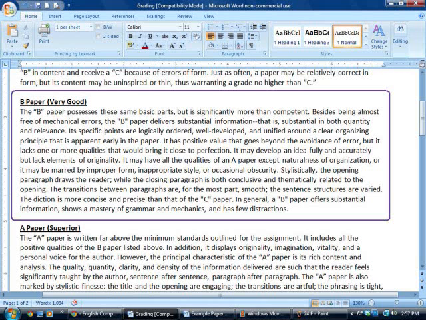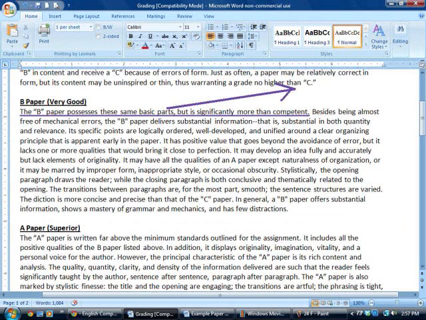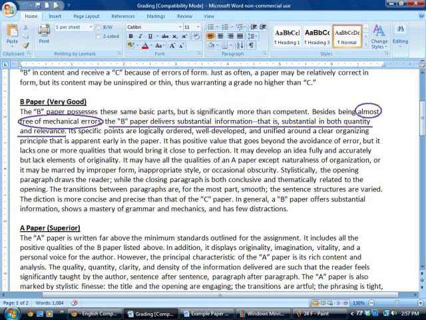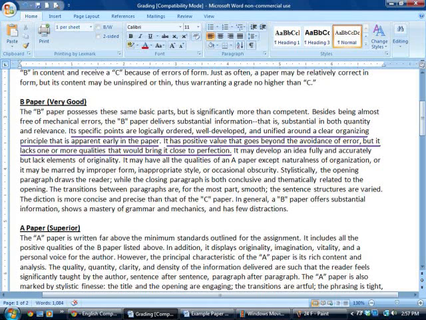Okay, now that we have the scary grades out of the way, let's get to the grades that we want. First up is a B. The B paper possesses the same basic parts as a C paper, but it is significantly more competent. Besides being almost free of mechanical errors, the B paper delivers substantial information, that is, substantial in both quantity and relevance. Its specific points are logically ordered, well-developed, and unified around a clear organizing principle that is apparent early in the paper. It has positive value that goes beyond the avoidance of error, but it lacks one or more qualities that would bring it close to perfection.